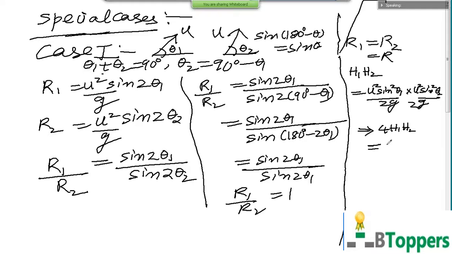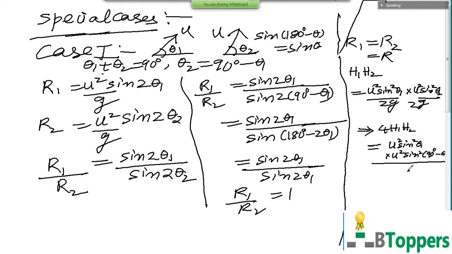equal to u square sine square theta 1 into u square sine square theta 2, where theta 2 is 90 degrees minus theta 1, by g square. So this you can write sine square theta 1 sine square 90 minus theta 1. I have substituted here theta 2 equal to 90 minus theta 1. So sine 90 minus theta 1 you can write as cos theta 1.